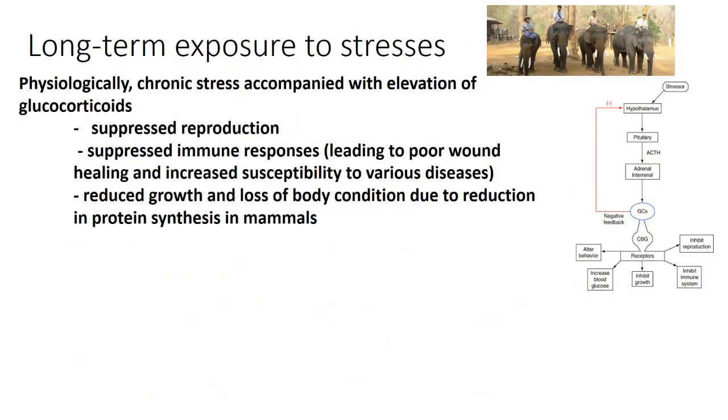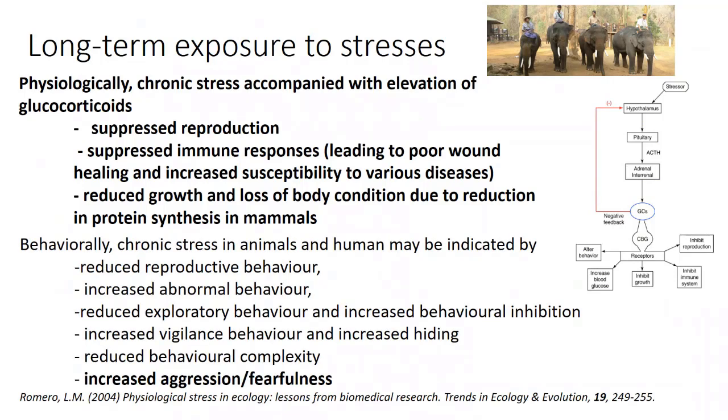So long-term exposure to stress, as we all know, physiologically, chronic stress can suppress reproduction and suppress immune responses, leading to poor wound healing and increased susceptibility to various diseases. This is important because our elephant calf deaths caused by taming-related stresses are mostly related to this suppressed immune response and reduced growth rate, loss of body condition, which continues to retard the growth.